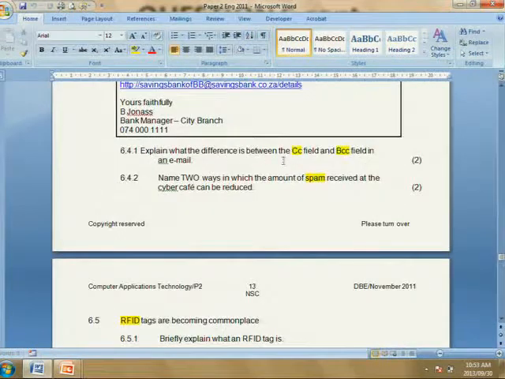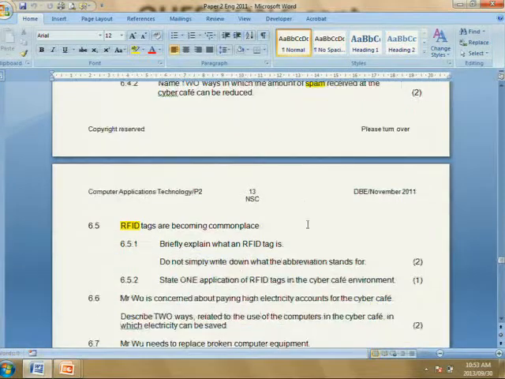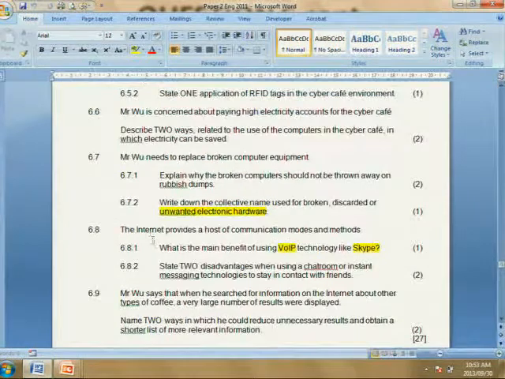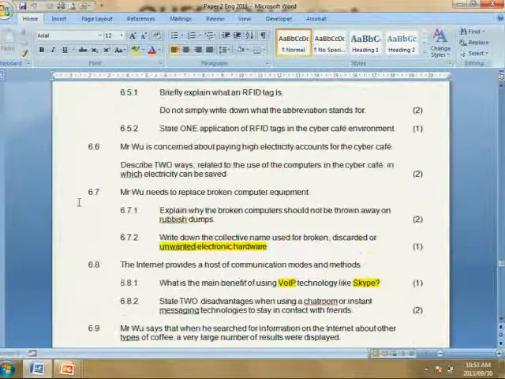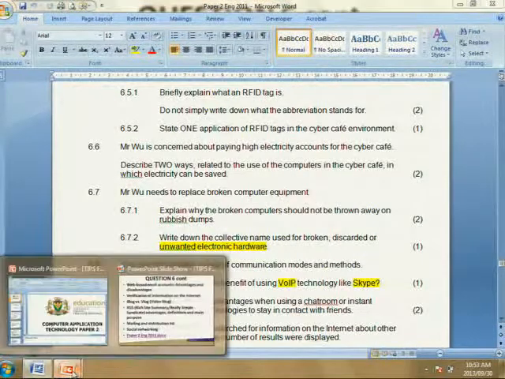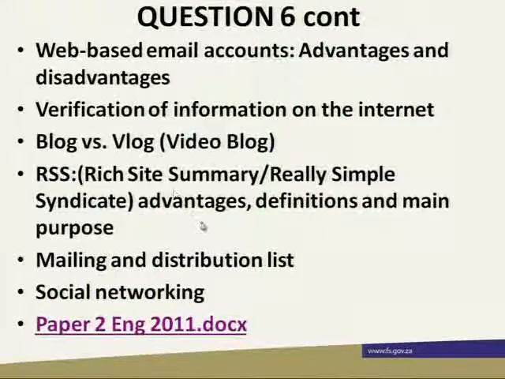Right. Explain the difference between the carbon copy and the blind carbon copy field, and the spam. RFID, it is also there. And write down the collective name used for broken, discarded, or unwanted electronic hardware. Everything about green computing, you must know that. Voice over internet protocol, Skype, it is there. So now these are the tips that you can use when you are studying for your final examination.